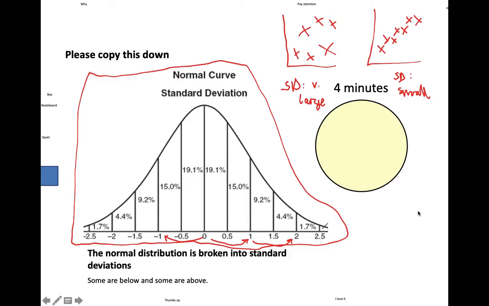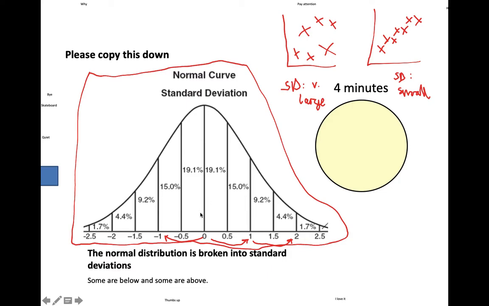So I'd like you now to pause this video and I'd like you to copy this down. You need to make sure you include the numbers at the bottom, the title, and also these differing percentages. So these percentages mean how much of the data occurs.